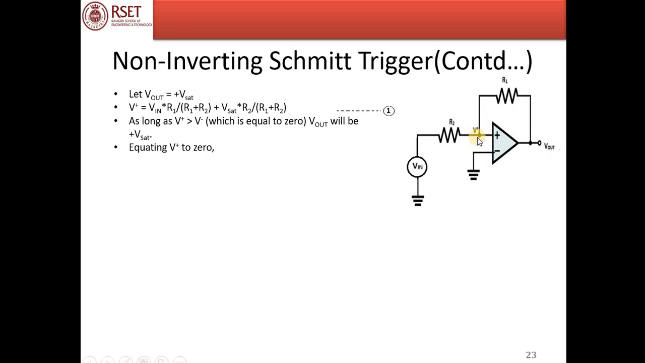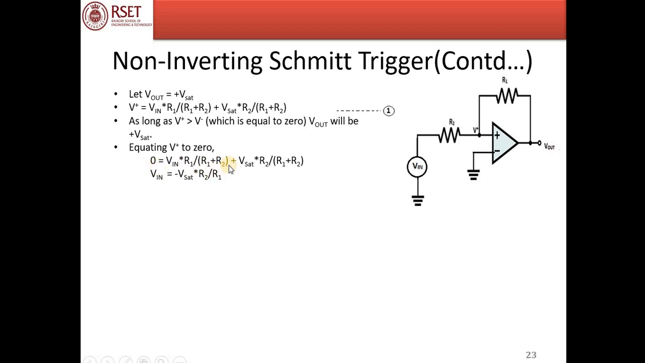Now, how do we find the point when the output switches to minus Vsat? V plus has to become equal to 0. So for that, we are equating this equation 1 to 0. 0 is equal to V input into R1 by R1 plus R2 plus Vsat into R2 by R1 plus R2. Simplifying, we get V input is equal to minus Vsat into R2 by R1.